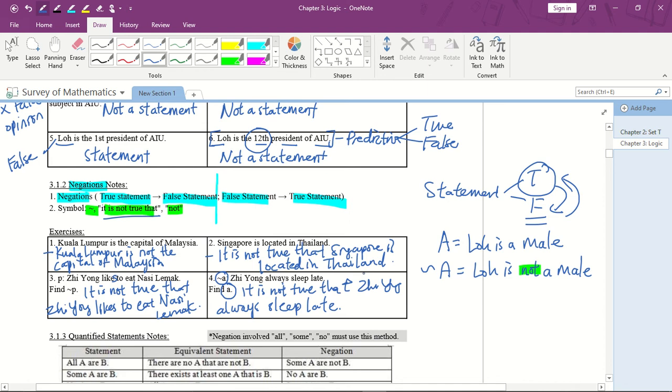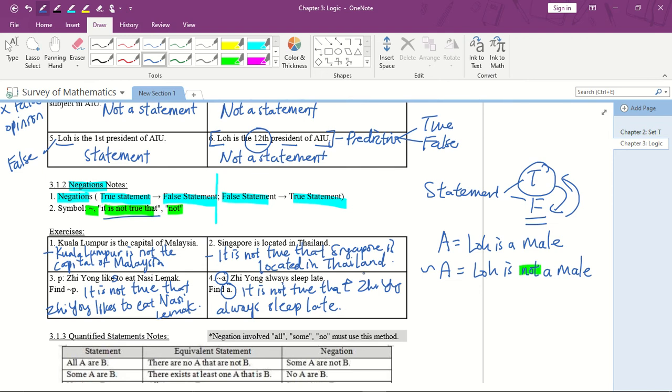Sometimes you might think, Teacher Lo, can I just change it to Zion always sleep early? I would say no. Why? Because if you flip it over, it doesn't mean that Zion always sleep early. It can also be Zion always sleep on time, not early and also not late. So it's better not to change the word, but just add it is not true that.